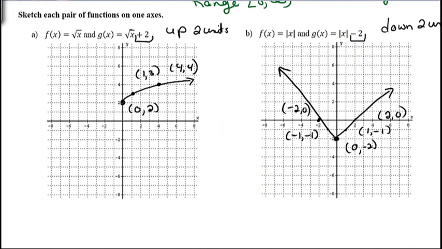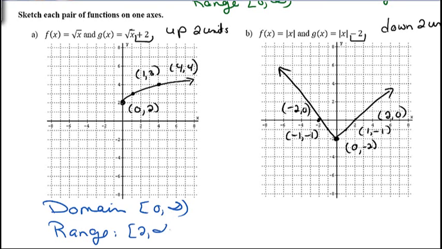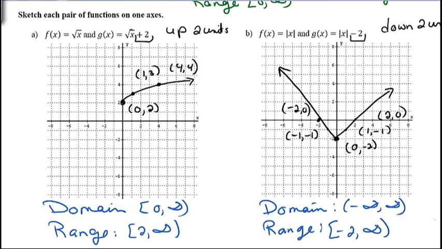And the last two here. Domain on this one, so it starts at x equals 0 and goes up forever. So 0 to infinity. And the range, the y values, it starts at positive 2 and goes up forever. So 2 to infinity. And domain here, again, negative infinity to infinity. And the range, it starts at negative 2 and goes up forever. So negative 2 to infinity.